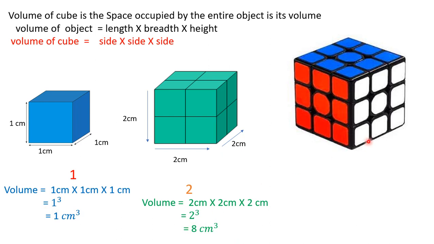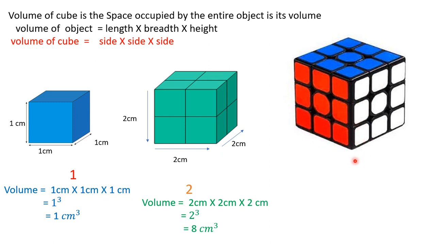Now let's take one more. This cube is bigger than these two. Here we have the number of cubes: 1, 2, 3, 4, 5, 6, 7, 8, 9. So we can say that on each face we have 9 cubes. That is, in the first row there are 3, in the second row again 3, and in the third row also 3, making 9 cubes.